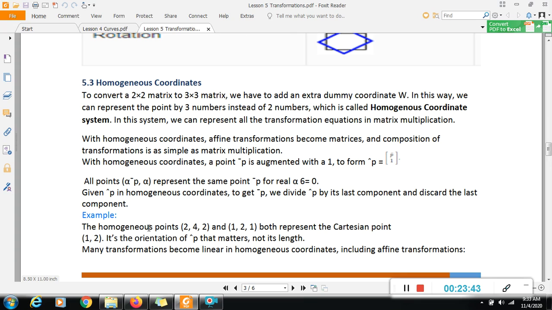How does that happen? The homogeneous points, let's say 2, 4, 2, and 1, 2, 1, both represent the Cartesian point 1, 2. This is x, y, forming one point, 1, 2, meaning this can be reduced. If you divide this by 2, you get 1, 1, this becomes 2. Then you discard this one. The point being represented here is 1 and 2. It is the orientation of P, the matrix, that matters, not its length. Many transformations become linear in homogeneous coordinates, including affine transformation.